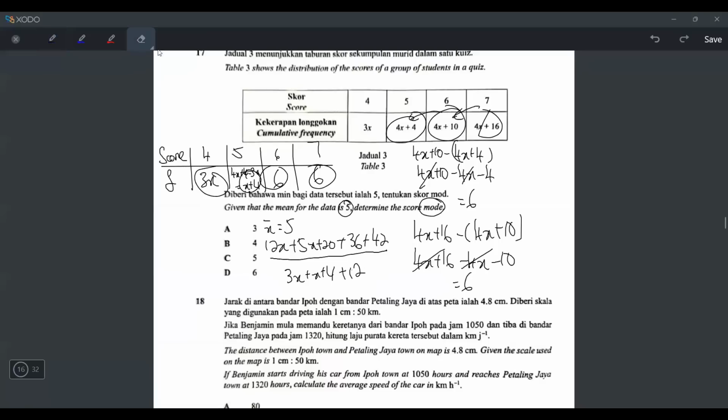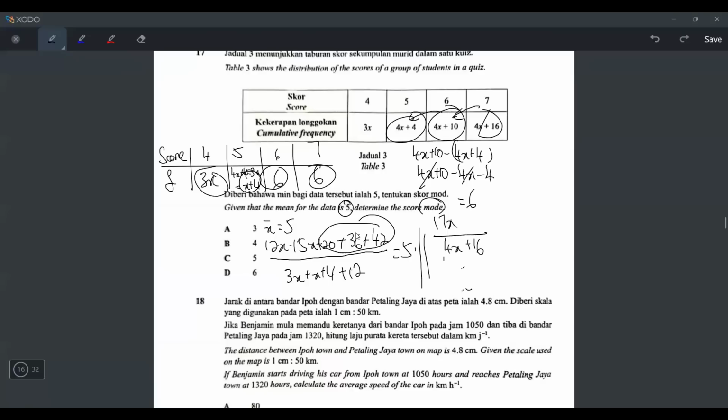Okay, so now I will erase this and use this space to find x. Don't forget this whole thing equals 5, because the mean is 5. So let's do the bottom first. 3x plus x is 4x, 4 plus 12 is 16. For the top, 12x plus 5x is 17x. And this part we can use the calculator: 20 plus 36 plus 42. Okay, I got 98.